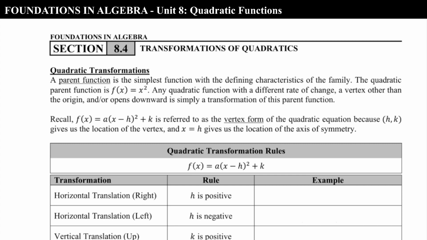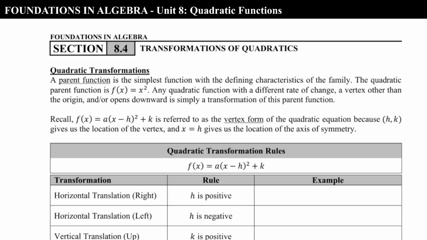So a quadratic parent function is f of x equals x squared, or you can simply say y equals x squared. To be a quadratic, you have to have the x squared term, and the squared term has to be the highest exponent that you have. So y equals x squared is the simplest form of a function that meets those requirements.